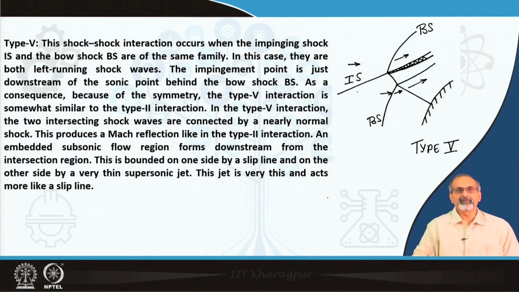Coming to type 5, this shock-shock interaction occurs when the impinging shock and bow shock are of the same family. They are both left running shock waves in this case. The impinging point is just downstream of the sonic point behind the bow shock. As a consequence, because of the symmetry, type 5 and type 2 are very similar in nature.